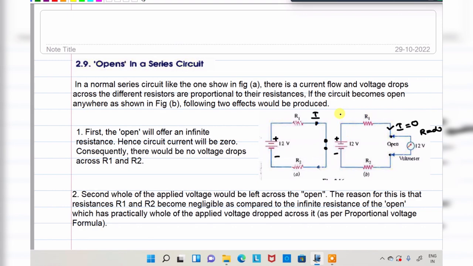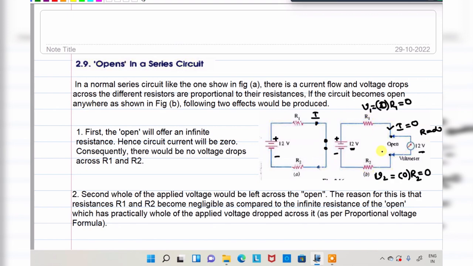You know, from the IR drop concept, what is the voltage drop here? V1 is I into R. I is 0 in the case of open circuited R. What is the IR drop? 0. Coming to here, what is the IR drop? IR drop is equal to I, current is 0, and R is equal to 0. All of you got my point? What is the drop across R1? 0. What is the drop across R2? 0. So that means the 12 volts appears across this open circuit.